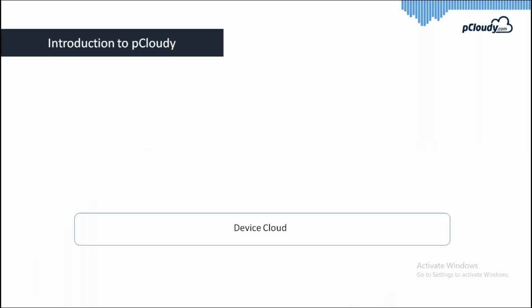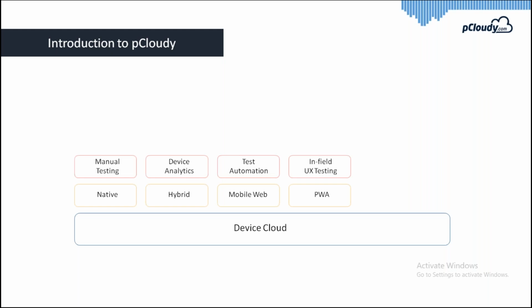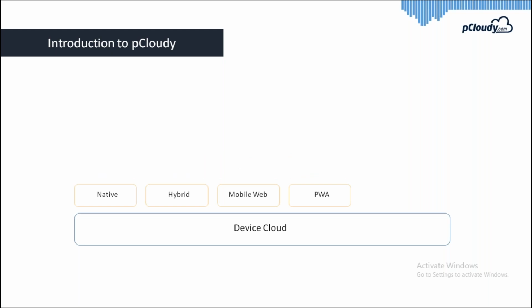So pCloudy is basically a device cloud. It's a remote device mobile test platform wherein you can do a whole lot of things. We're going to quickly see what exactly you can do with pCloudy, how many different types of applications you can test on this particular platform, and what kind of testing you can do. Typically we have support for native applications, hybrid applications, mobile web applications, and PWA applications. So you can test any of these applications or a combination of these applications on this platform.